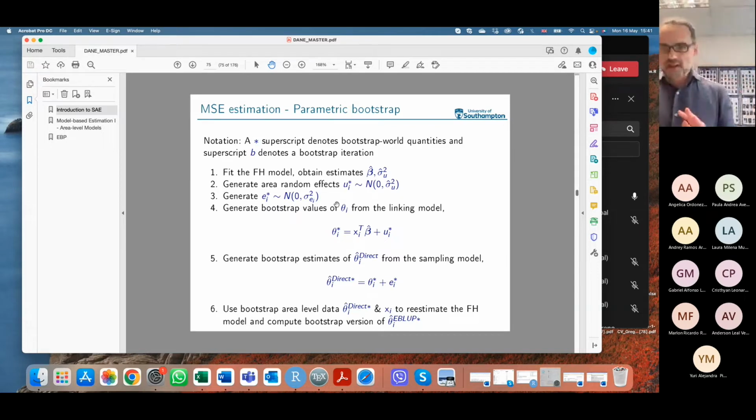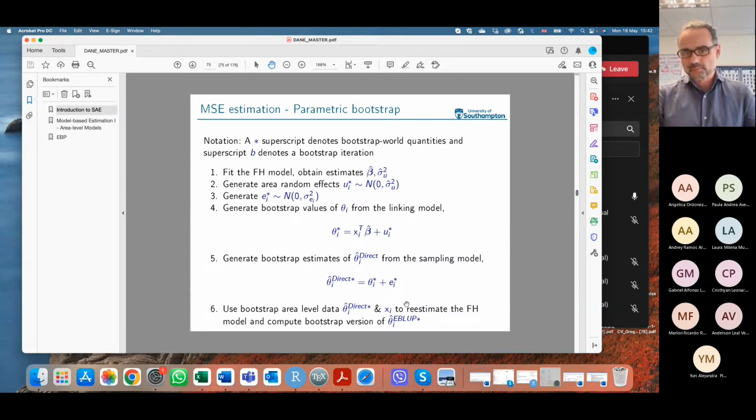Once I have my u_i star and e_i star, I can generate a bootstrap value of theta_i from the linking model. So what is theta_i star, my true parameter in the bootstrap world? It is nothing more than x_i transpose beta hat plus the corresponding drawn random effect, u_i star. I can also generate a set of direct estimates in the bootstrap world from my sampling model. This is nothing more than taking theta_i star that I generated from my linking model plus e_i star, the realization that I explained before.